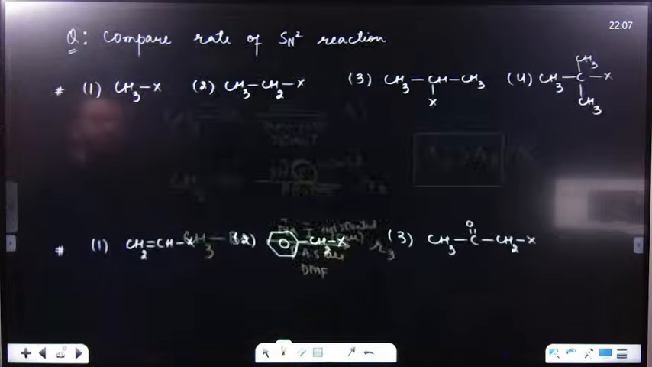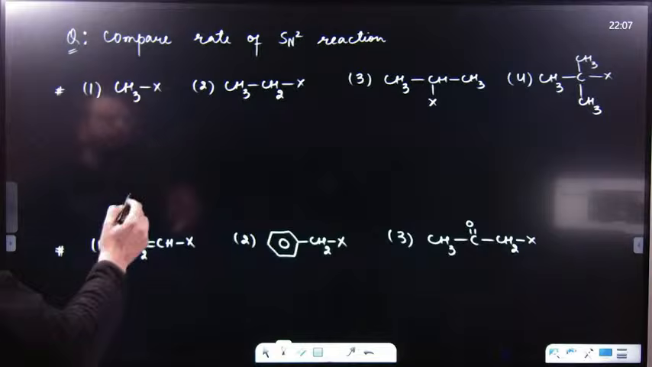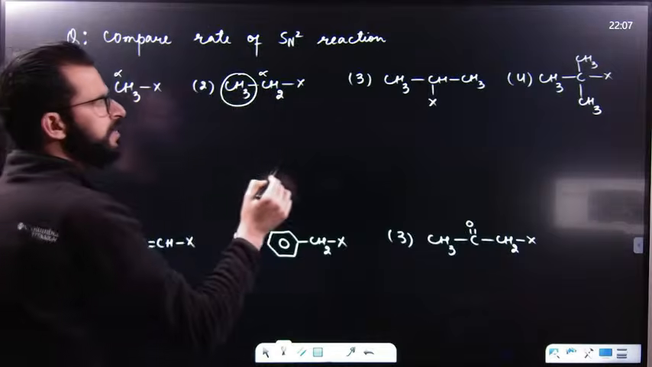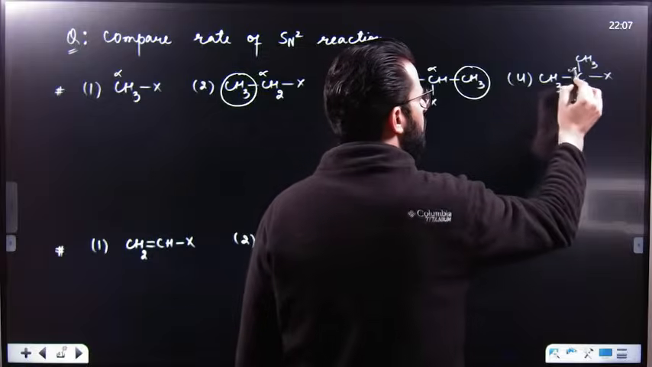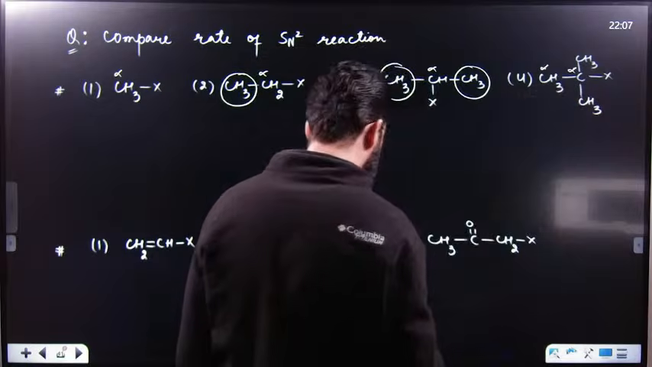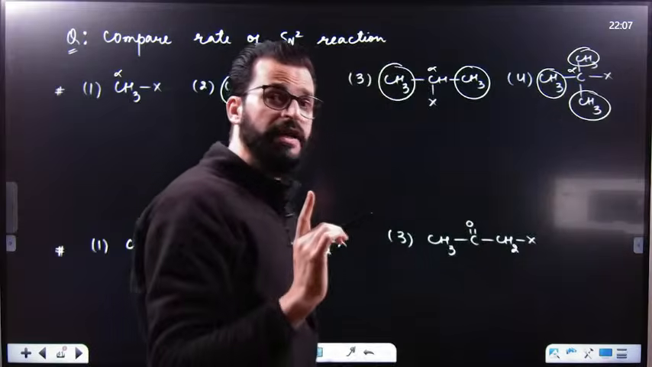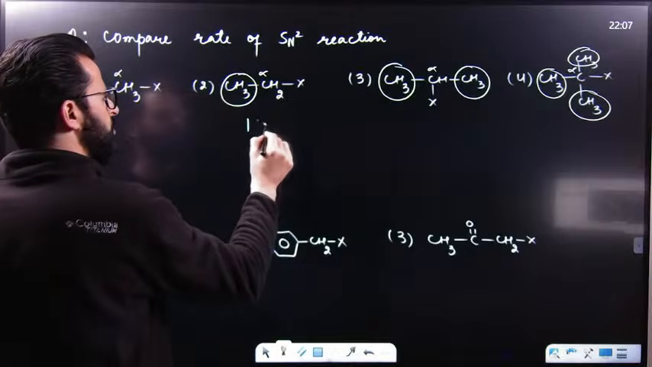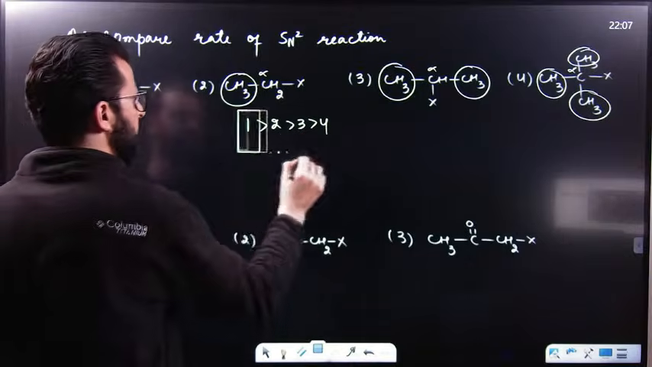Now, after that, there are a few questions. Compare the rate of SN2 reaction. Have a look. This is alpha. At alpha, hydrogens are there. At alpha, one alkyl group is increased. At this alpha, two alkyl groups are increased. At this alpha, three alkyl groups are increased. We know the more the number of alkyl groups at alpha or beta position, the lesser will be the rate. So the rate of this reaction will be 1, 2, 3 and 4. I hope this is clear to everyone.